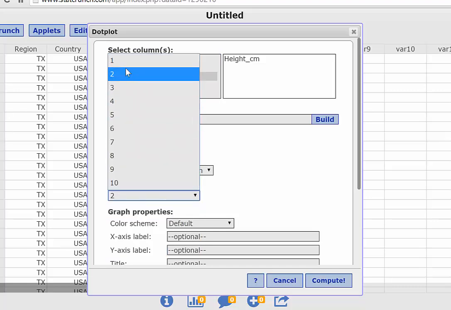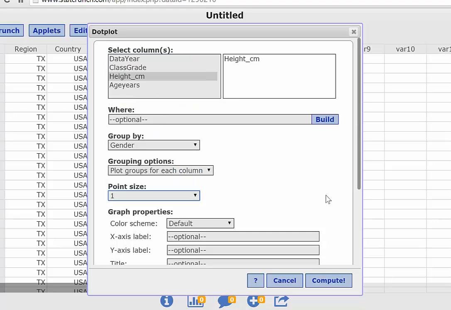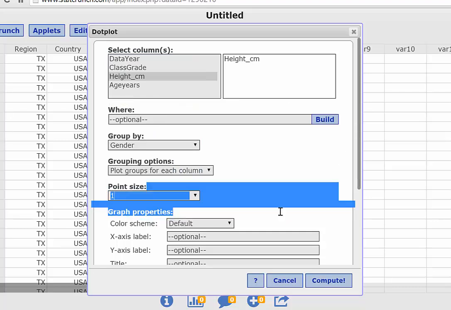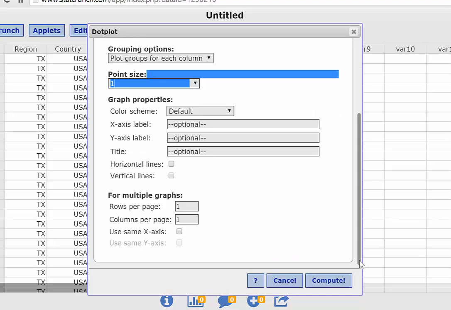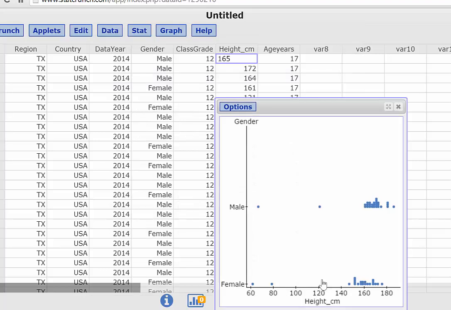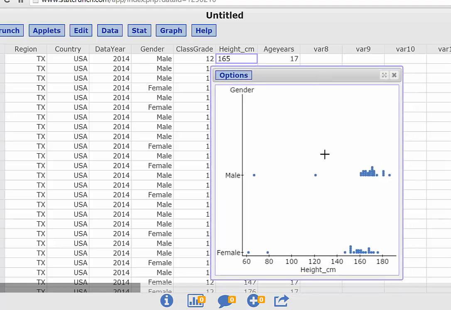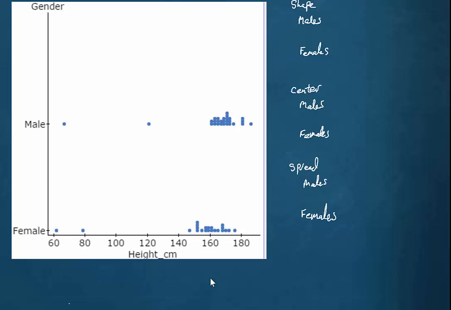We're going to have a point size of 1, and we would like for this graph to use the same axis for both data sets. And so we wind up with this very nice dot plot here that has the females and the males listed. And what we would like to do is make comments about the shape, center, and spread for both data sets.